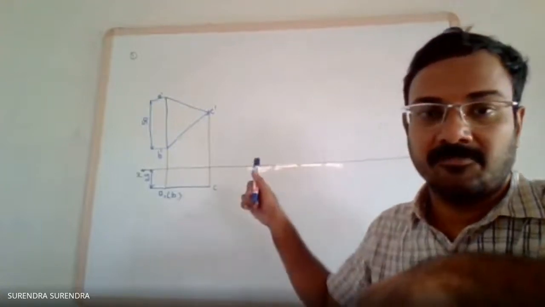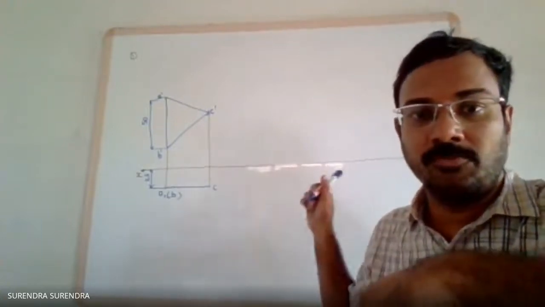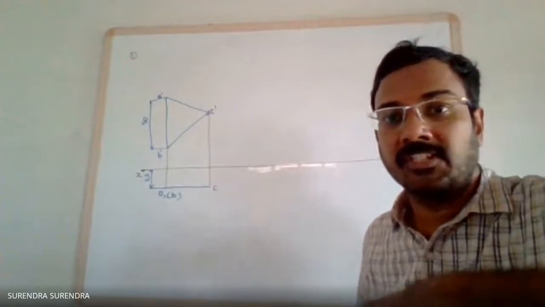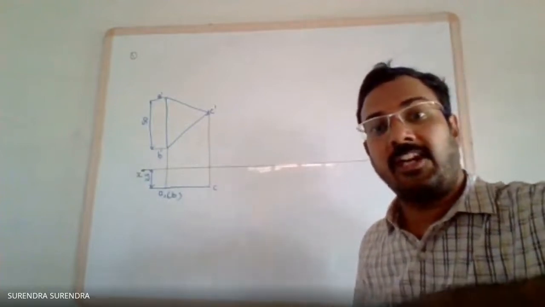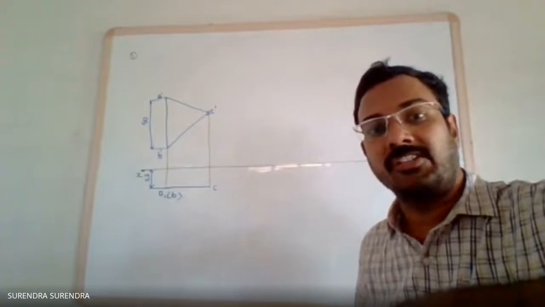Is it clear? Drawing the front view and top view when the surface is parallel to the vertical plane and perpendicular to the horizontal plane.